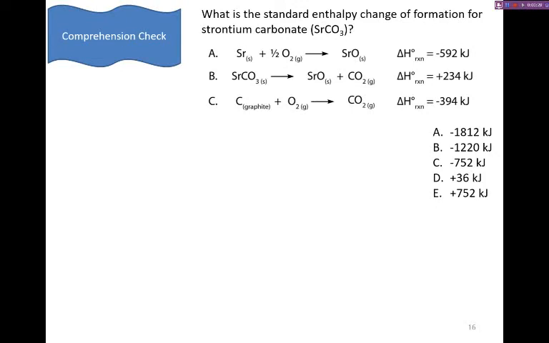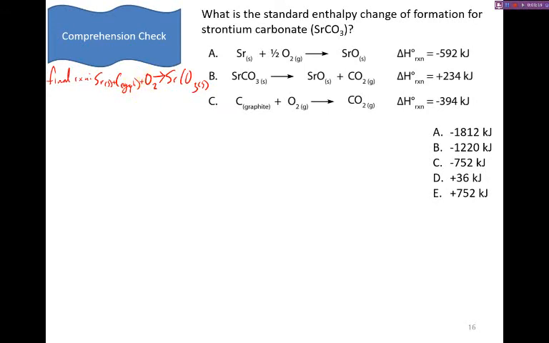Welcome back. So we want to know what's the standard enthalpy change of formation for strontium carbonate. Well, this is applying Hess's law to standard enthalpies of formation. And hopefully you noticed that you're not given a final reaction. And that's because you need to figure out what it is on your own. We want to form strontium carbonate. Therefore, we must have strontium in its standard state, carbon in its standard state, and oxygen in its standard state.